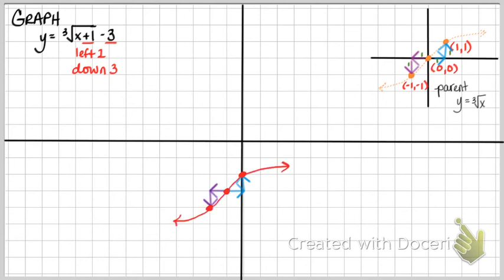Domain and range, they're freebies on this function. Domain and range are going to be -infinity to infinity, regardless of what we do to it. There isn't any transformation that will change that.